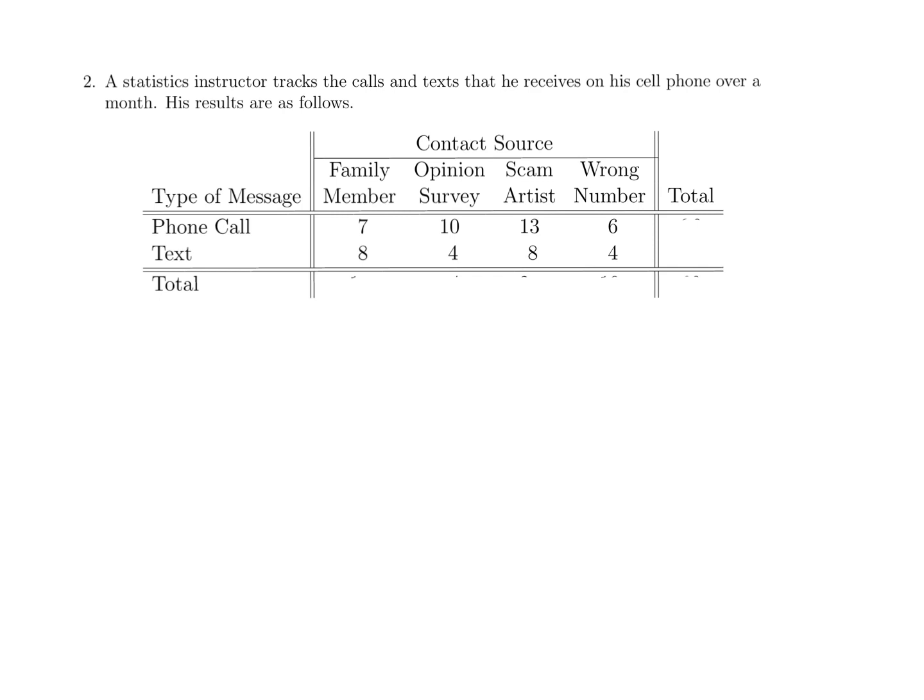First, we need to start by collecting the totals of each row in the graph. If we add together phone calls across, we get a total of 36. And we can do the same thing for text messages, adding across, and we get 24. And now we can go down the columns and get 15 for family members, 14 for opinion surveys, 21 for scam artists, and 10 for wrong number.